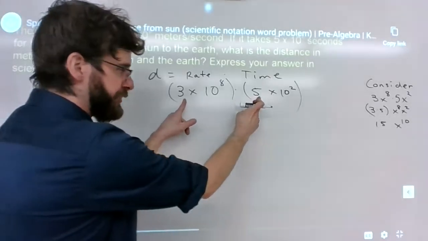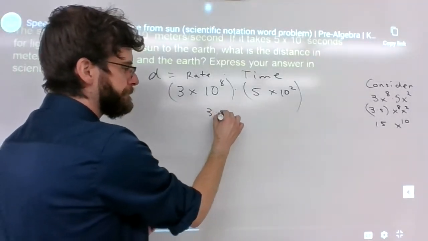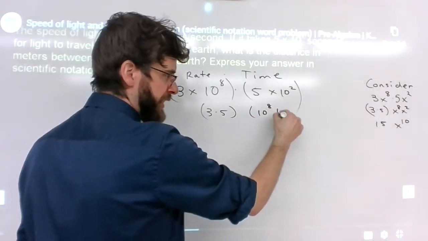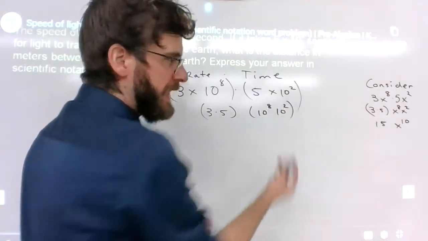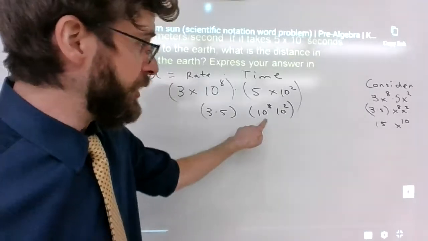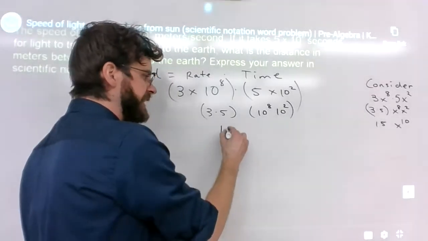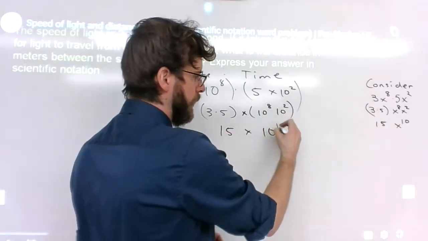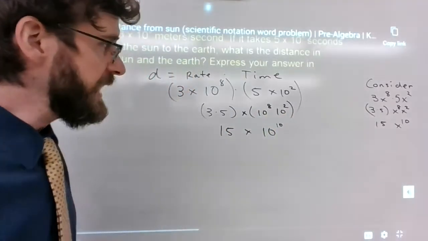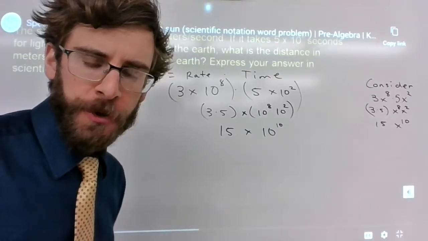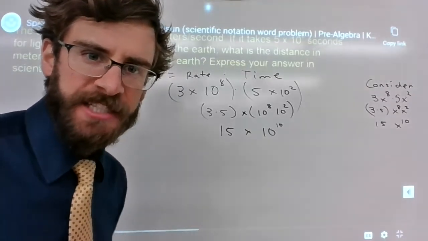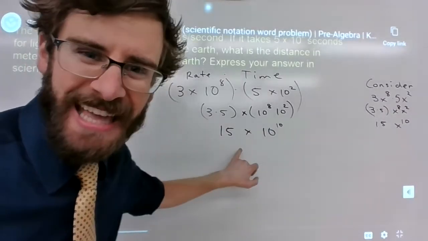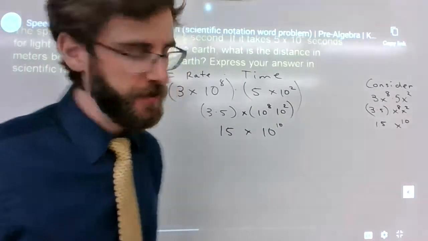You're going to rearrange it so that the coefficients are side by side, and so that the 10 powers are side by side. These 10s are basically just like x's. It's just we know they're 10s. This will be 15 times 10 to the 10th power. And then there's one more move we need to do. In order to put it in scientific notation, that number needs to be between 1 and 10. Right now it's out of bounds.